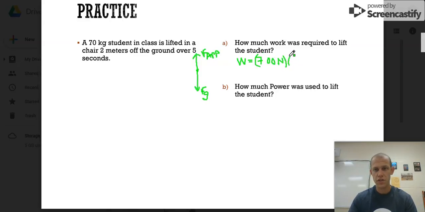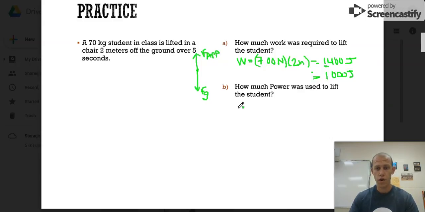And 2 meters off the ground, which will give us 1,400 joules. If I wanted to do sig figs, I would have to go right here and round it down to 1,000 approximately. How much power was used to lift the student?